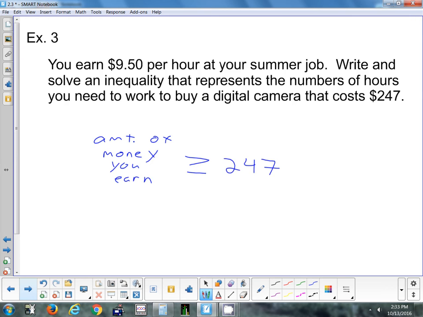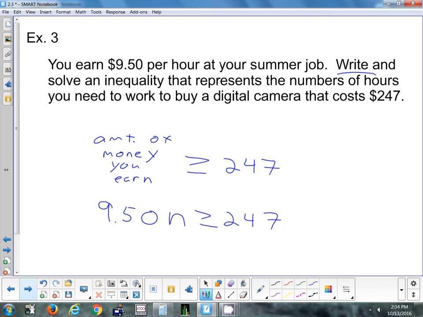9.50 times n. Sure. You could say 9.50 times, what'd you use for your variable? N. Where N represents the number of hours you work. Okay, so if you work 1 hour, how much money do you make? 9.50 times 1 hour. If you work 2 hours, you make 9.50 times 2. Okay, 3 hours, 9.50 times 3. All right, so have I done what they asked me?